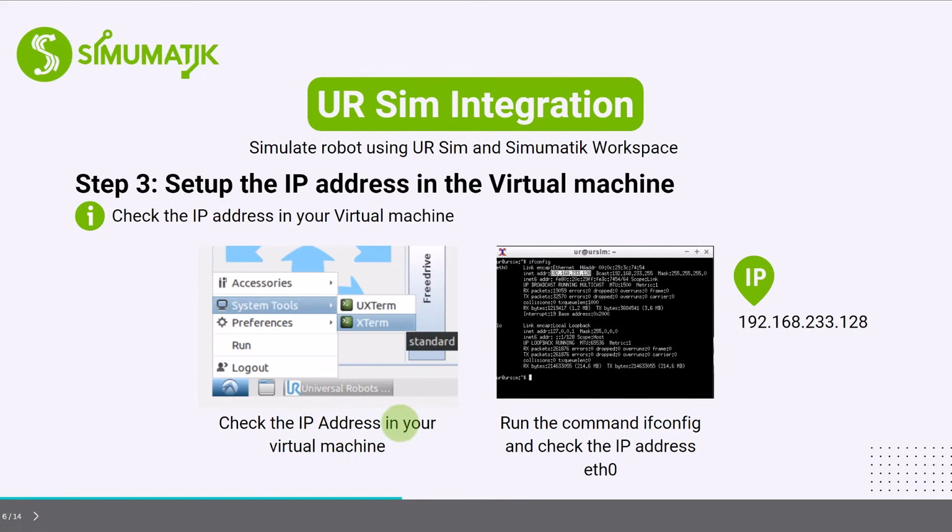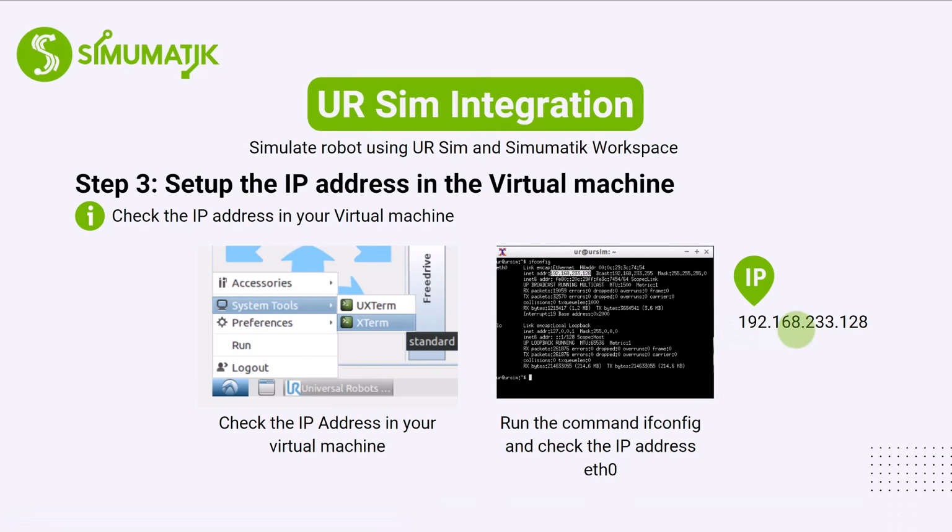You can check the IP address of your virtual machine using xterm, typing ifconfig, and that's the IP address. You have it here. All right. This IP address will help you to connect to Simumatik.